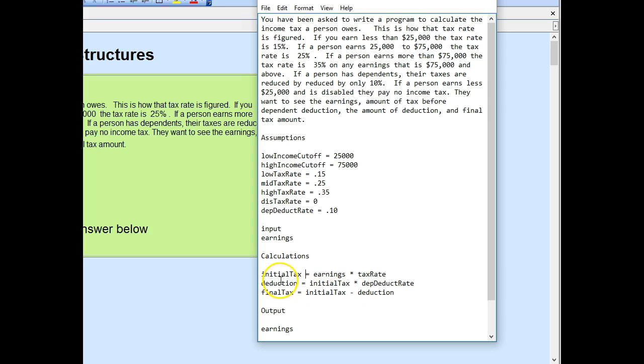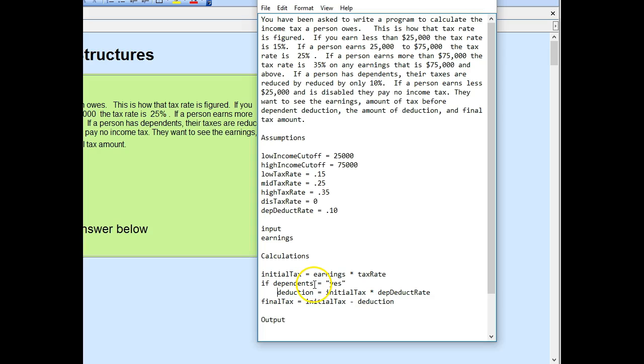But we also don't know one other thing, and that is deductions are not done every single time, so we really can't have it like this. The deductions are only done when a person has dependents. So we have to make that decision. So we'll go ahead and add that decision there, and we'll say that if dependents equals yes, then we'll go ahead and do this math. Other than that, we won't do it.